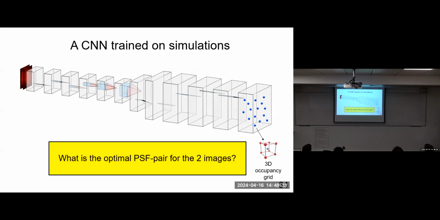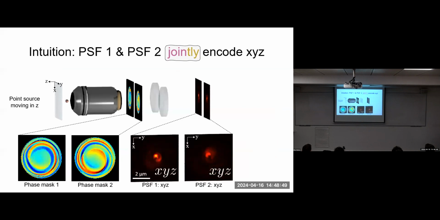So what's the optimal PSF that results in this case? How should we design it? Well, you have probably already guessed. We can simply learn it end-to-end with the reconstruction network, right? Two PSFs in this case. And this is what we get.